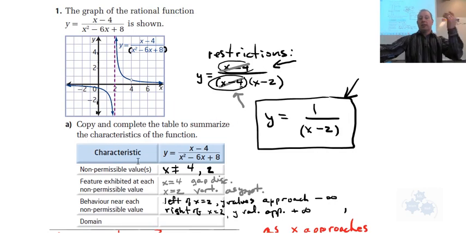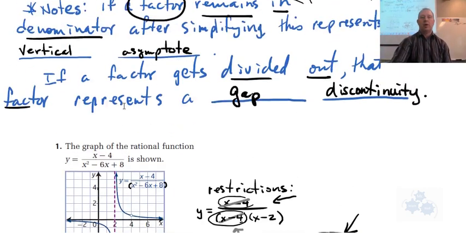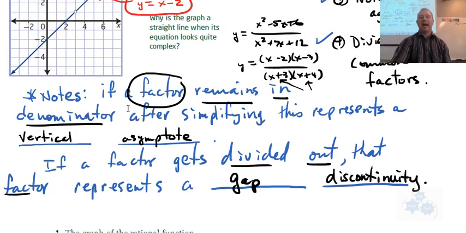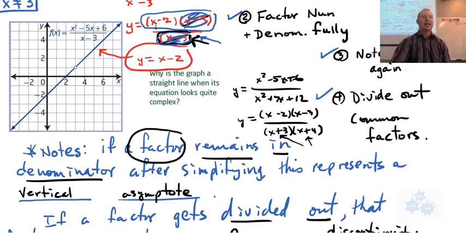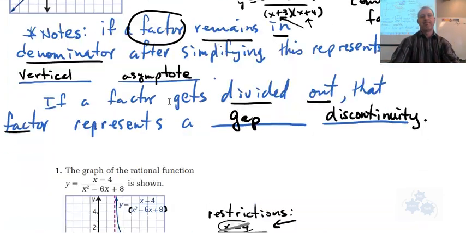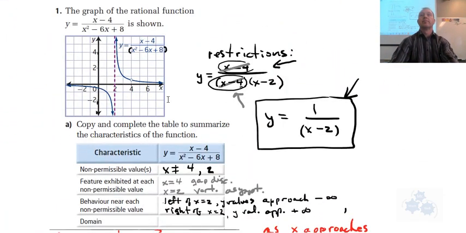All right, so that's the bulk of the lesson right there. Question number 1. So vertical asymptotes, gap discontinuities, taking an equation, noting restrictions, graphing, make sure you identify your asymptotes, and yeah, any questions?